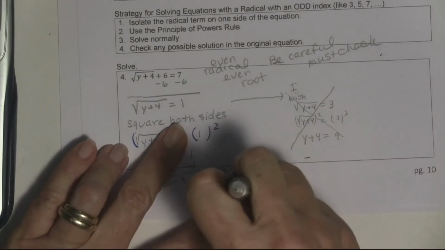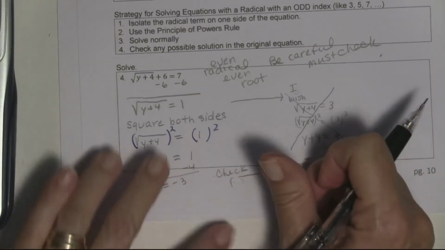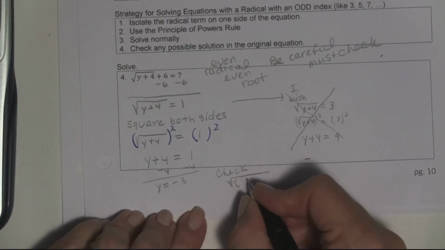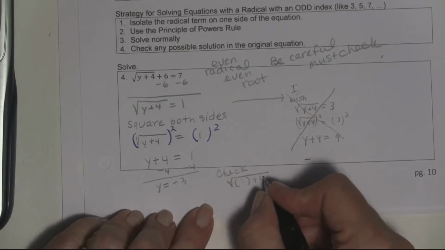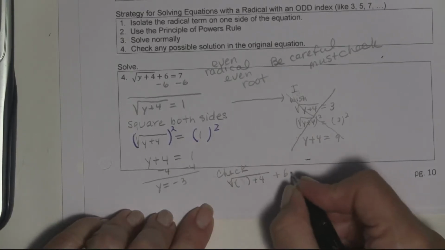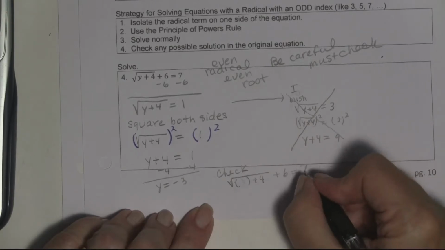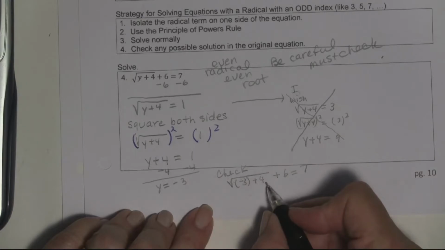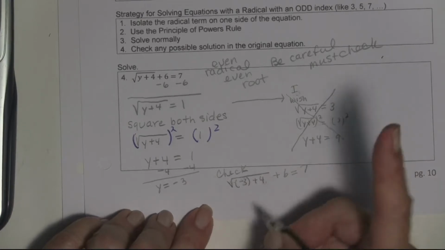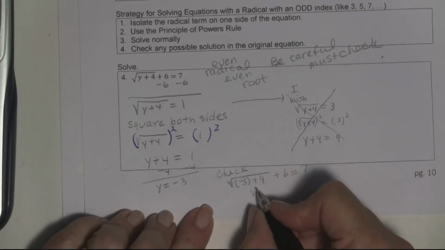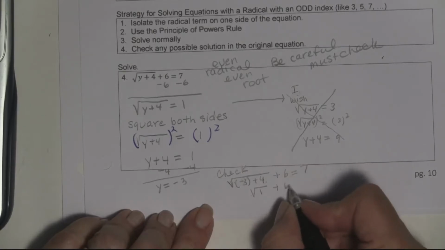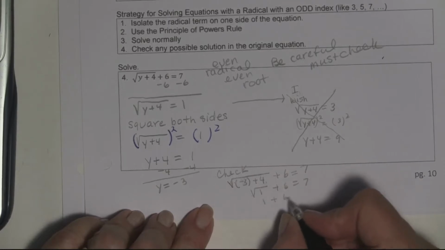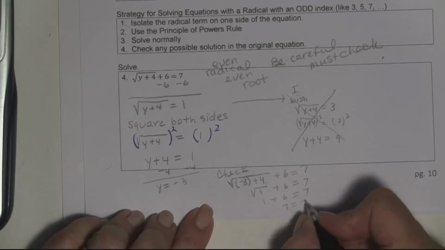Remember how I put the parentheses? I almost forgot to do that. I'm trying to get you guys in that habit and not skipping that step. Plus 4 plus 6 equals 7. So we're putting in here -3, so that when I do -3 plus 4, you can put it in your calculator if you need to, but that's 1, right? So this is the square root of 1 plus 6 equals 7. And the square root of 1 is 1 plus 6 equals 7. So 7 equals 7.